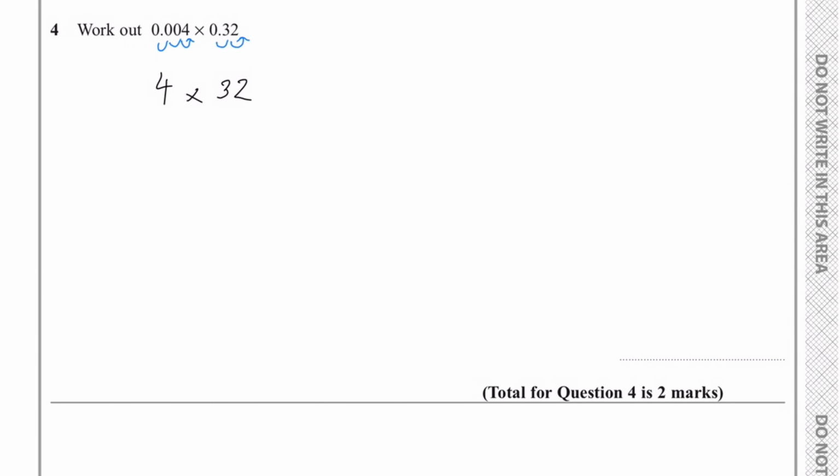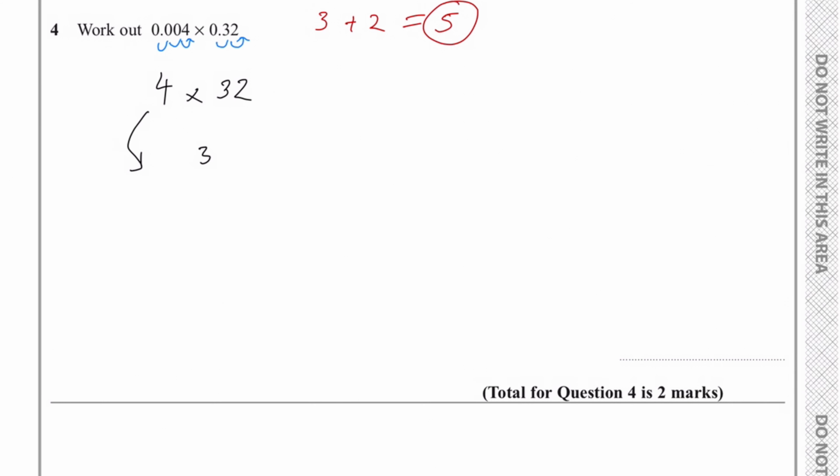The important thing here, guys, is to write down how many decimal places in total that we've moved. So in the first number, we've moved 3 decimal places, and in the second number, we've moved 2 decimal places. So in total, we've moved 5 decimal places. That comes in very handy at the end. Let's go back to 4 and 32. We can now multiply them together.